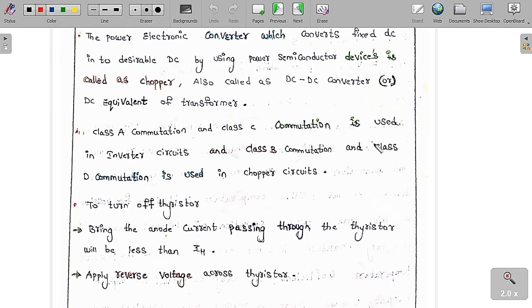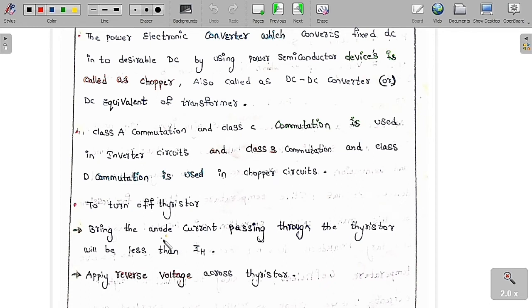Class A and class C commutation are used in inverter circuits, and class B and class D commutation are used in chopper circuits. I have already told you the important point here. In choppers and inverters, we use only fully controlled devices. If you want to use a thyristor, which is semi-controlled, you have to use forced commutation in order to turn it off, because the input is a DC supply. So in the voltage source inverter and current source inverter, class A and class C commutation is used, whereas class B and class D commutation is used for the choppers to turn off the thyristors in these circuits.